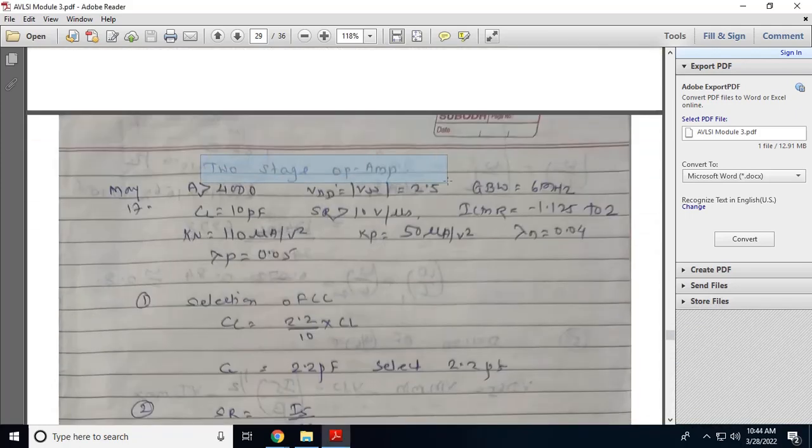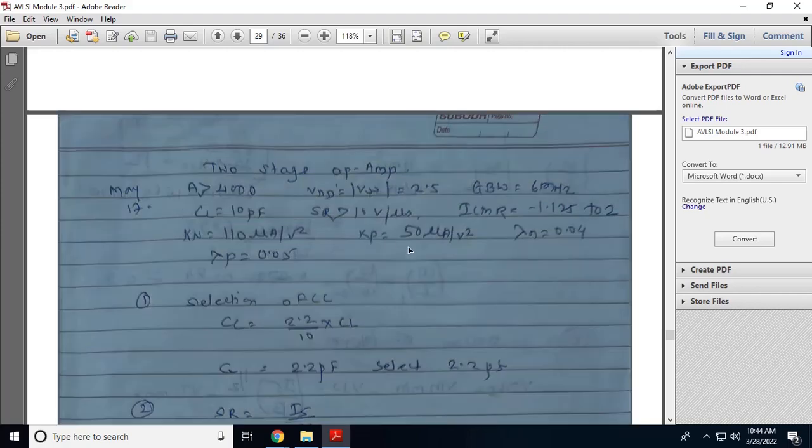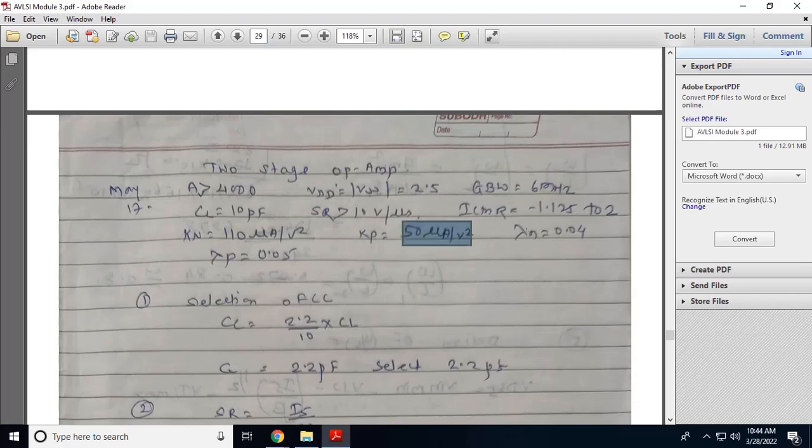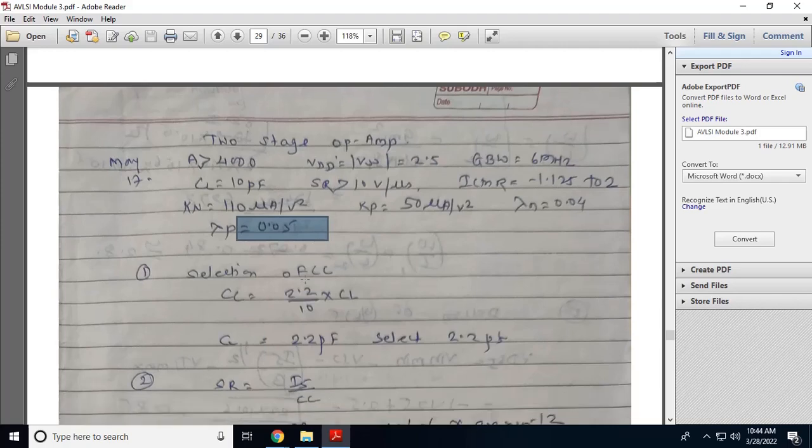Next problem: the voltage gain is greater than 4000, the supply is 2.5, the gain bandwidth is 6 megahertz, the load capacitor is 10 picofarad, the slew rate is 10 volt per microsecond, ICMR is minus 1.125 to 2, Kn is 110 microampere per volt square and Kp is 50 microampere per volt square. Lambda n is 0.04 and lambda p for PMOS is 0.05.